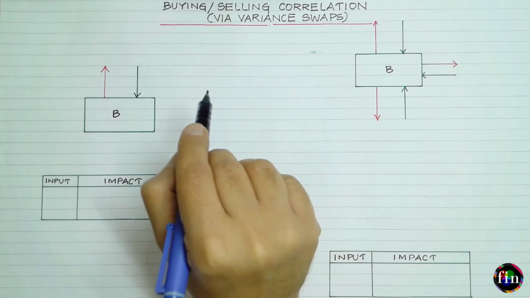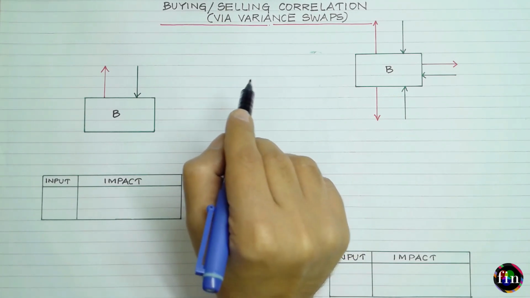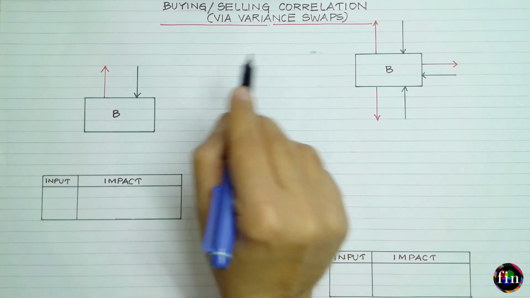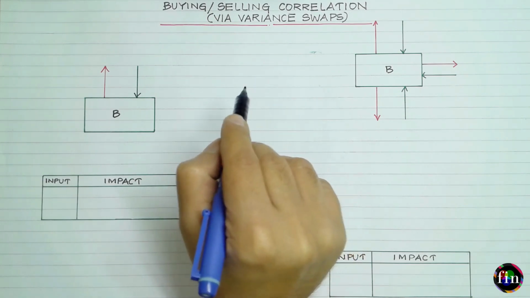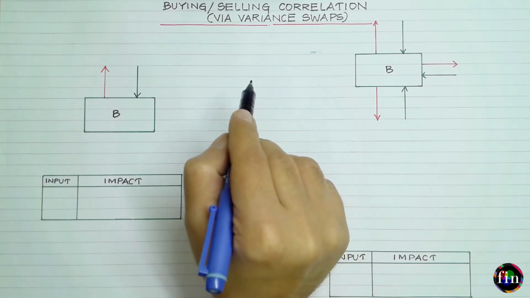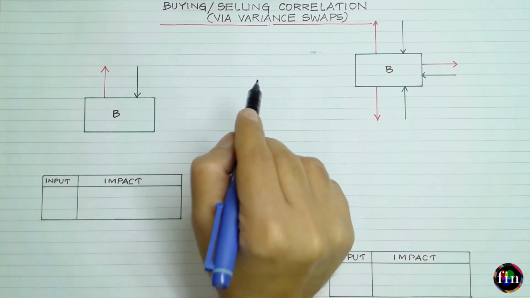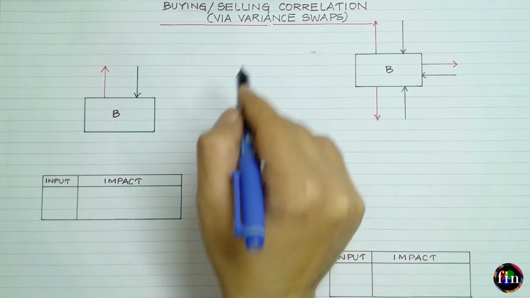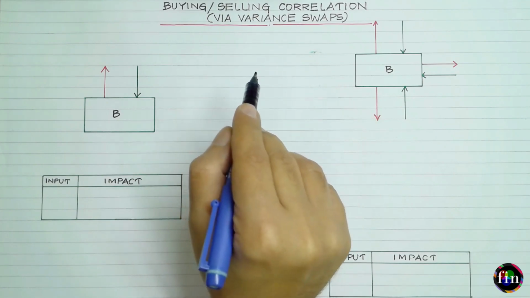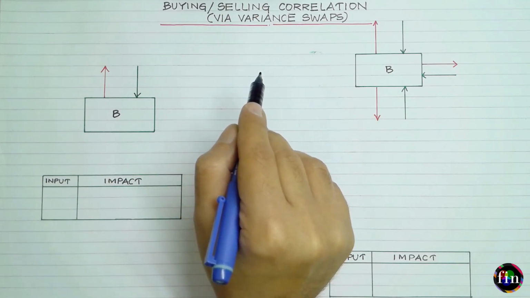Since I don't want to be worrying about controlling the spot in some way or hedging the spot in some way, what I need is a much purer play on the volatility and the correlation. And it's the variance swaps that give me that much purer play.